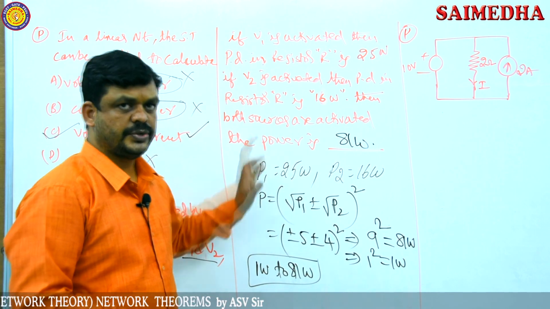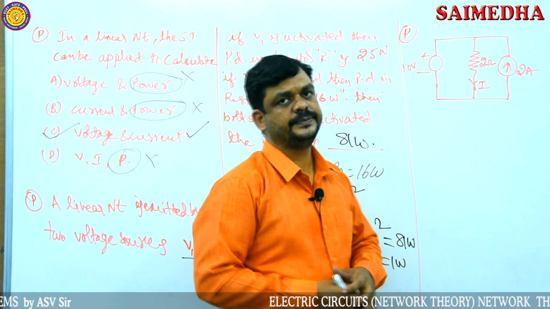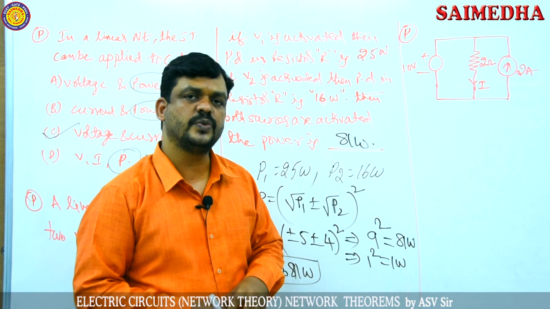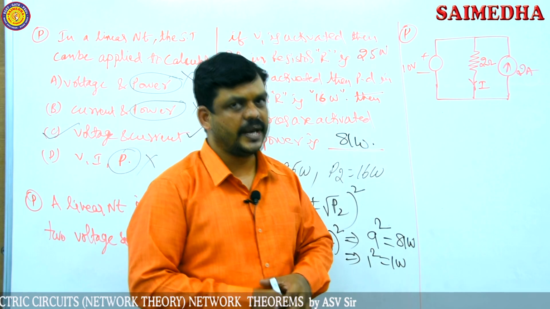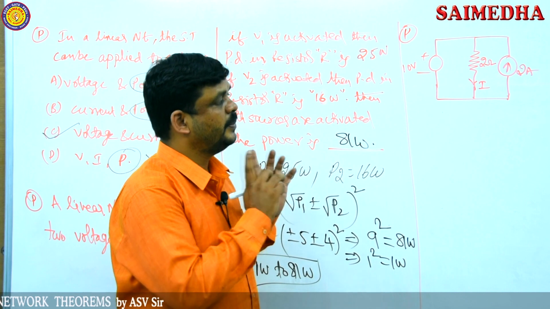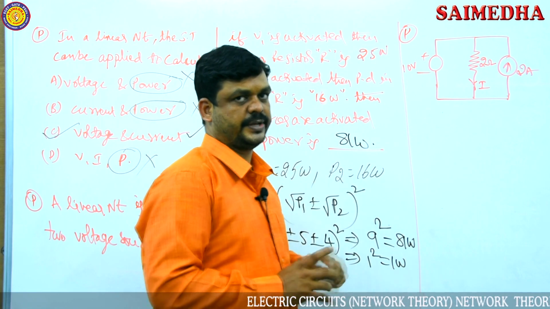Now this is another question from the superposition theorem. And one more question is like this. Here one network is connected with two sources. One is a voltage source, another is a current source. Those two sources are ideal sources, right? And those are connected in parallel combination.